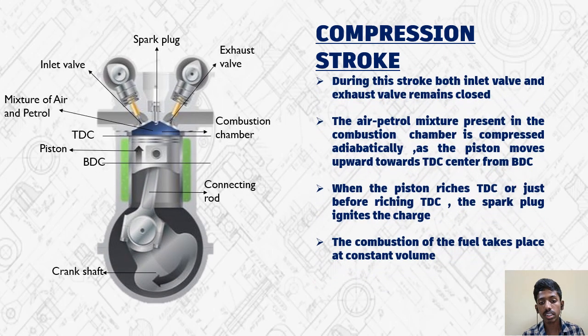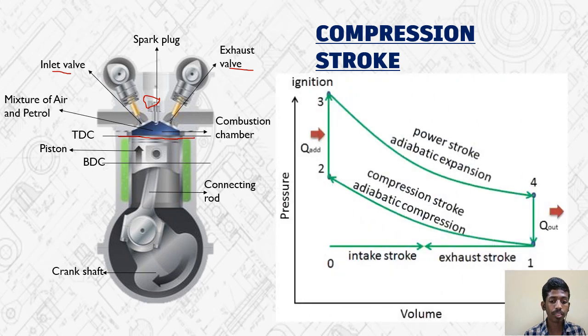Compression stroke. During this stroke, both the inlet valve and exhaust valve remain closed. The mixture of air and petrol present in the combustion chamber is compressed adiabatically as the piston moves from bottom dead center to top dead center. When the piston reaches the top dead center, or just before reaching it, the spark plug ignites the charge. The combustion of the fuel takes place at constant volume. In the PV diagram, from 1 to 2 represents the compression stroke.